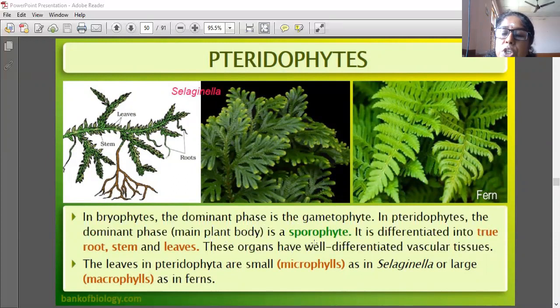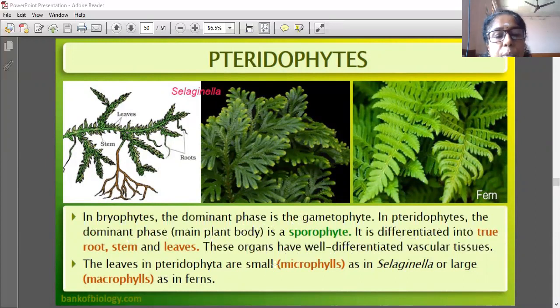The plant body is differentiated into true root, stem and leaves. Here you can see the true roots, stem and leaves. These organs have well differentiated vascular tissues also. That we already learned: xylem and phloem are present.